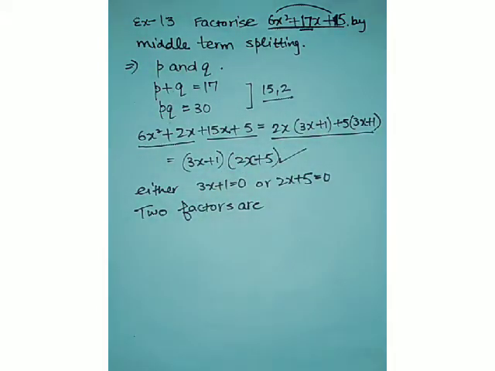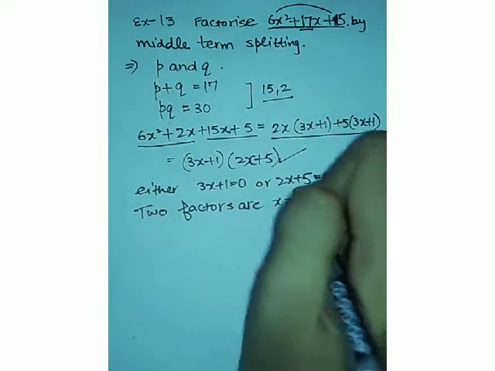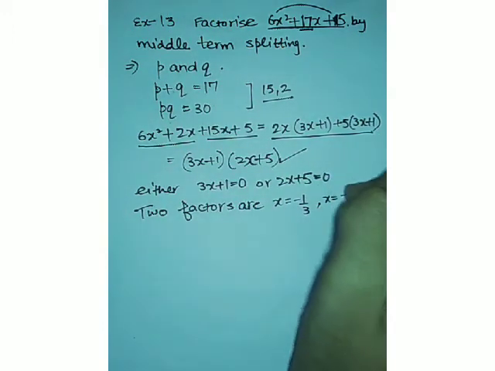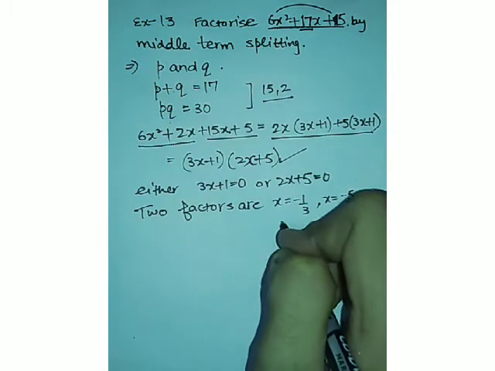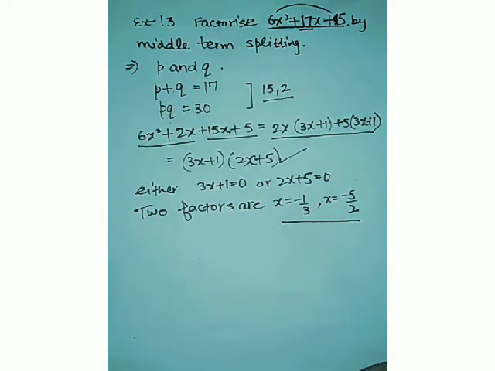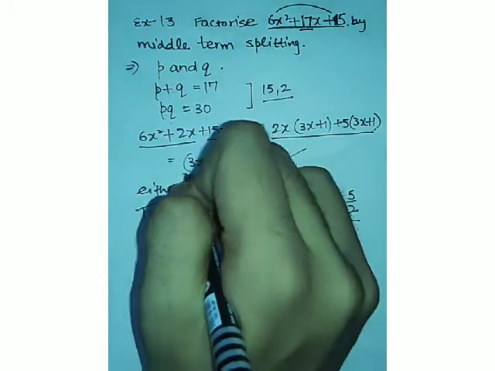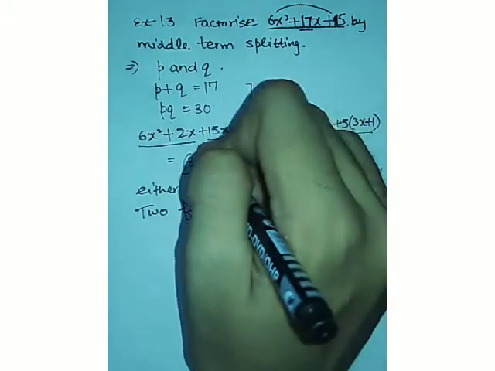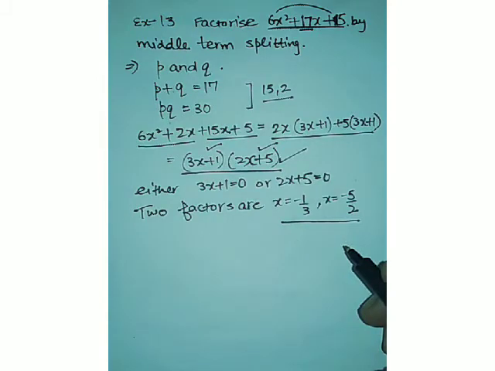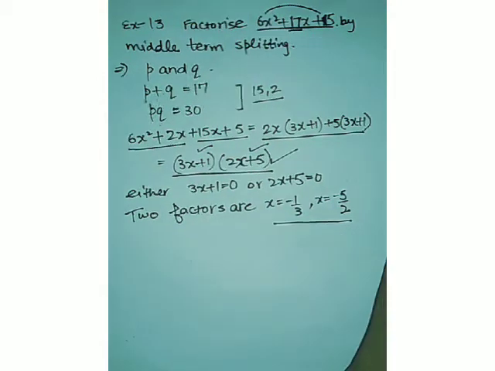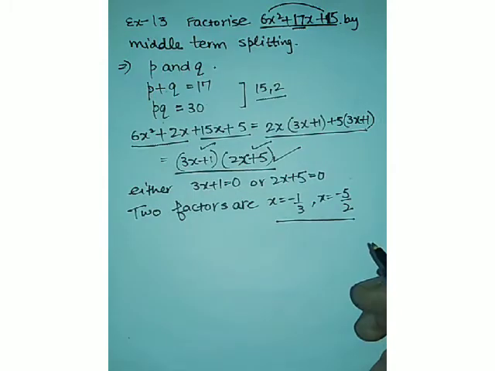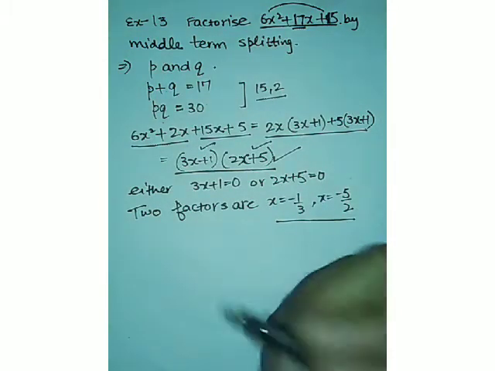Or if you don't want to write this, you can simply write that the two values are, first, x is equal to minus 1 by 3, because 3x plus 1 will be equal to 0. First value of x will be minus 1 by 3. Second value of x will be minus 5 by 2. You have to do this if you are asked to find the values of x or zeros of the polynomial. But in case you are asked to find only factors, then you can end your sum here, because 3x plus 1 and 2x plus 5 are the required factors of the given polynomial. We had to factorize the polynomial and we have factorized it. That is how to use the middle term splitting method.